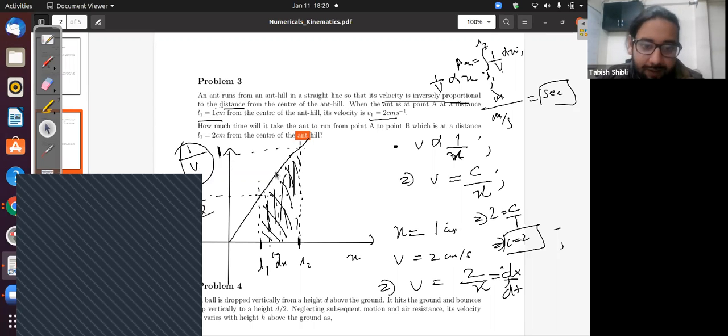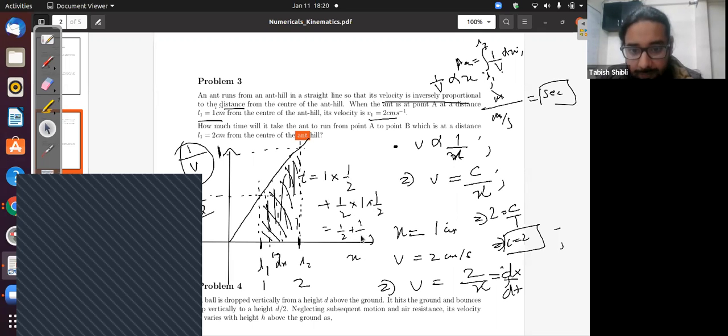Okay, so now we have a triangle. This is 1 centimeter and this is 2 centimeter. So let's just calculate the area of this. What's the area below? Well, it's just distance, which is 1, multiplied by, so time essentially is equal to 1 multiplied by half, plus a half into base into height. What is base? 1. What is the height? Well, it's half again. So it's half plus 1 by 4, which is nothing but 3 by 4.